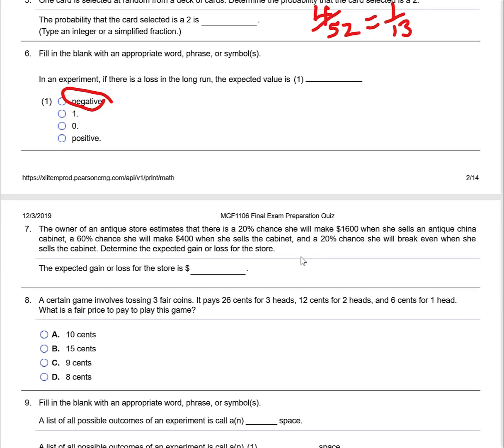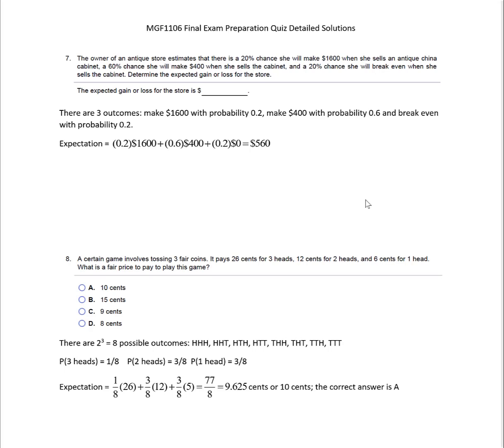Number 7. Now, some of these problems require a little bit more explanation, so I've created a detailed solution handout, which is also in the final exam folder. And here's number 7. The owner of an antique store estimates there's a 20% chance she will make $1,600 when she sells an antique china cabinet, 60% chance she'll make $400, and 20% chance she'll break even when she sells the cabinet. Determine the expected gain or loss.